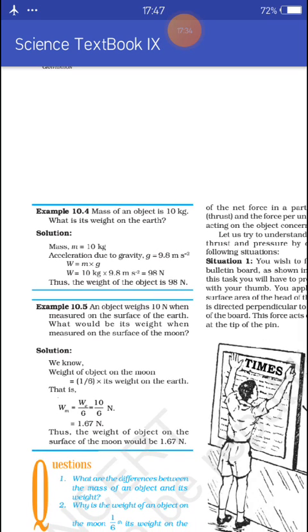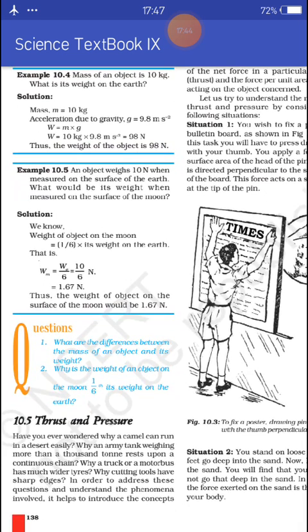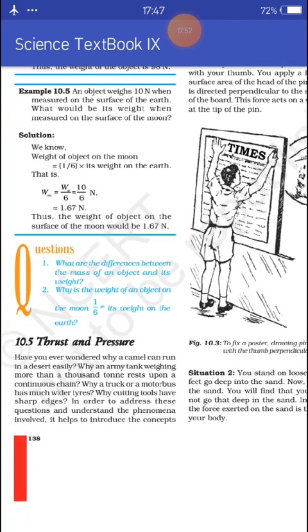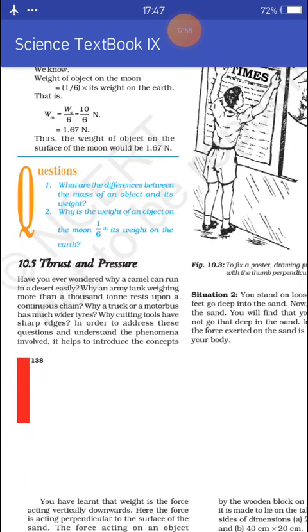Here an example is given. Mass m is given as 10. So W is equal to m into g. W is equal to 10 into 9.8, so the answer is 98 Newton. And here the ratio is given, We upon 6, so 10 upon 6, the answer we get is 1.67. Thus the weight of the object on the surface of the moon would be 1.67 Newton.